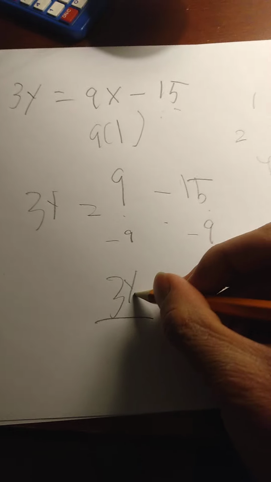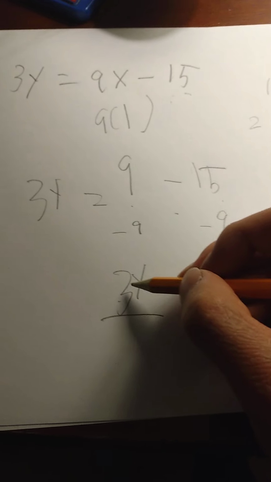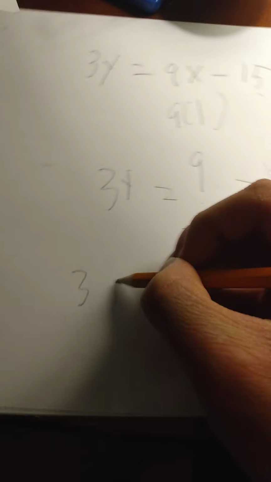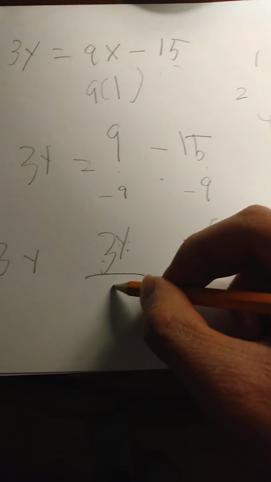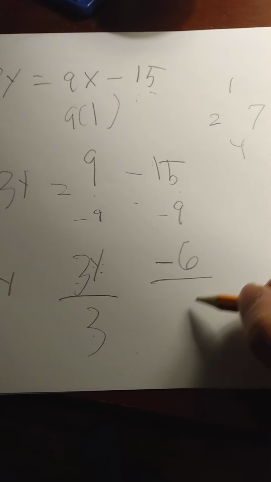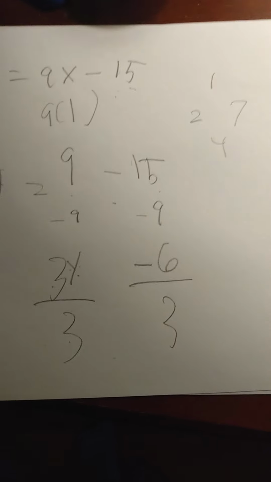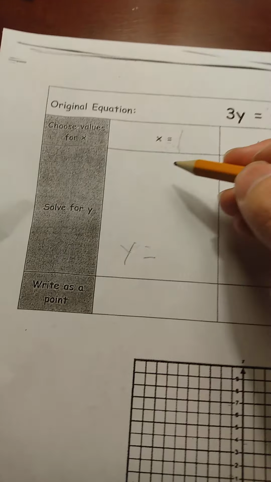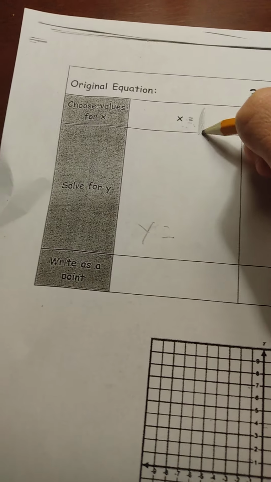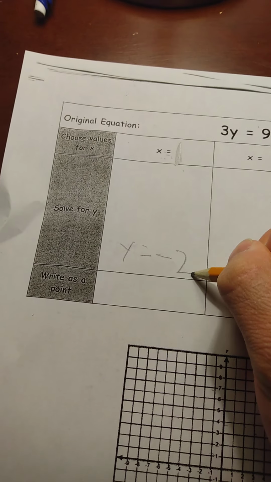So 3y, we've got to isolate the 3 and the y. They must social distance. Like here's 3, here's y. They have to be apart from each other. So negative 6 divided by 3 will be negative 2. So now we're saying if x equals 1, then y is going to equal negative 2.